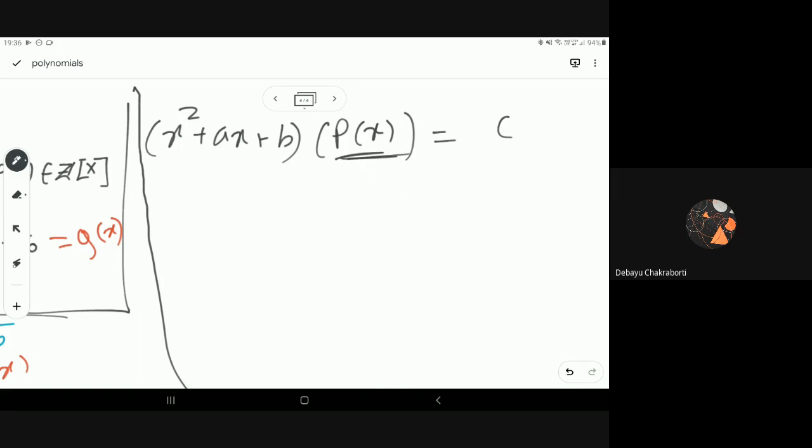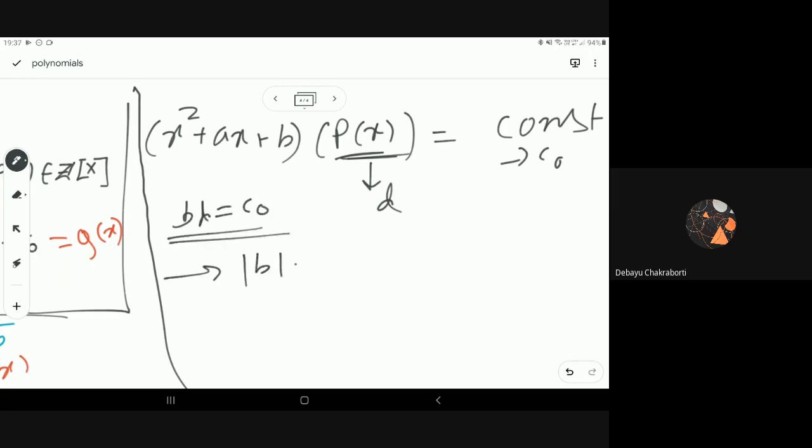Suppose the constant term of p(x) was say t, and the constant term of this thing is c naught, right? So you have something like bd equals c naught, but you also know that both are integers, so you directly get |b| is 1. So b is plus or minus 1, right?